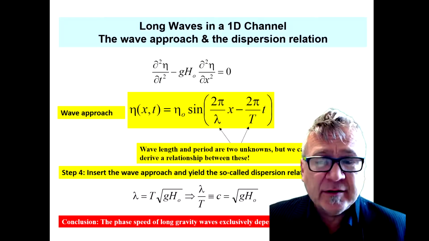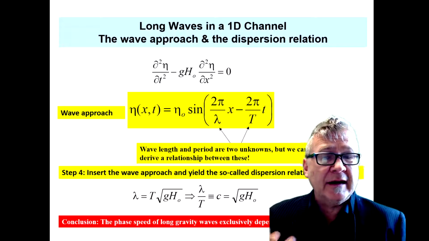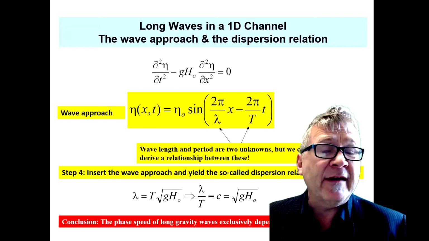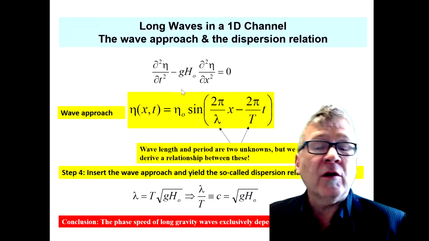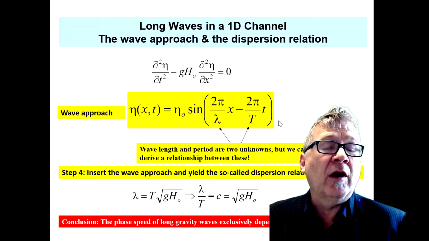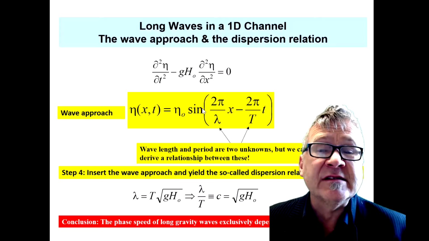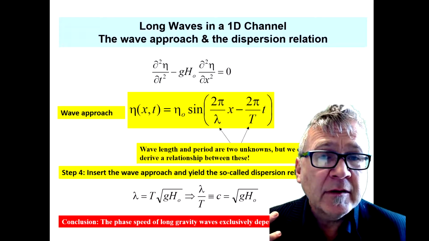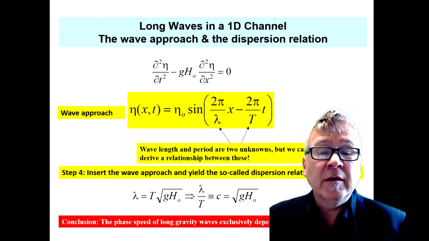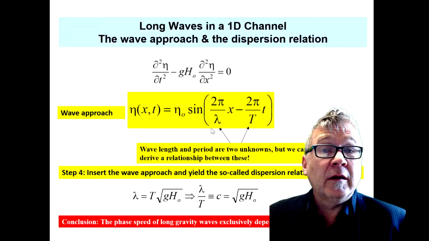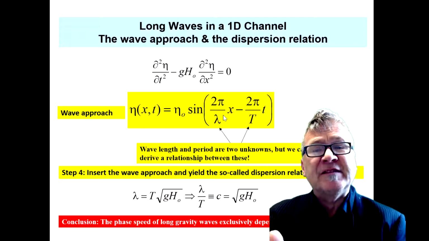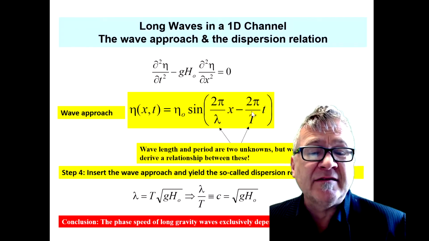we postulate that in this equation there are solutions of the form that the sea level elevation can be described as a constant amplitude times the sine of this argument, and you learned before that this is a wave. It's just a sinusoidal waveform of a wave which has a specific wavelength, which is this lambda here, and the wave which has a specific period, which is the uppercase T.